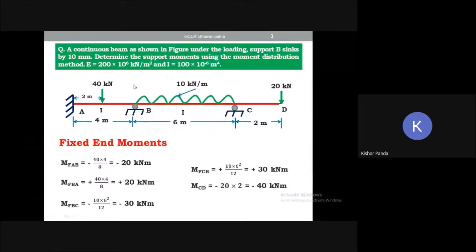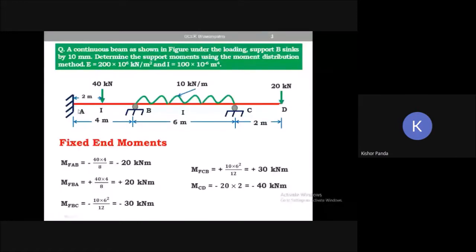Then coming to one example: a continuous beam as shown in the figure under the loading, support B sinks by 10 mm. Determine the support moments using the moment distribution method. E is given as 200 into 10 to the power 6 kilonewton per meter square, and I is given as 100 into 10 to the power minus 6 meter to the fourth. E and I values are given, the sinking of support B is 10 mm, and you have to do the analysis of this continuous beam.